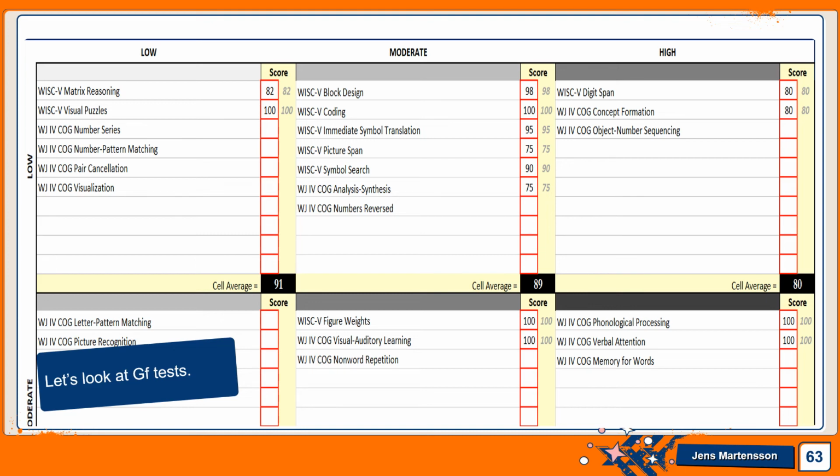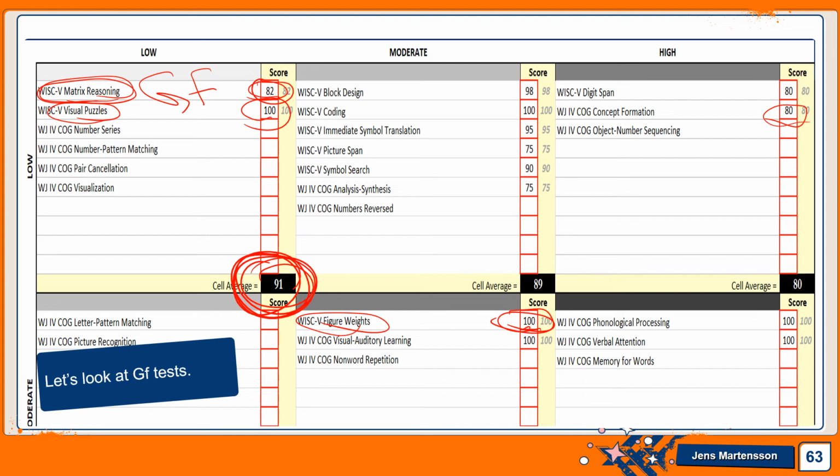So look at this. Pretend you give the WISC-V to a child: Matrix Reasoning 82, Visual Puzzles 100. That gives you a 91 average. If you think about the graph I just showed you, that 91 average made it look like this child's abilities are typical for a second language learner. But if you look at the other Gf tests, Figure Weights was a 100, 82, 82, and a 100. They're not cohesive.